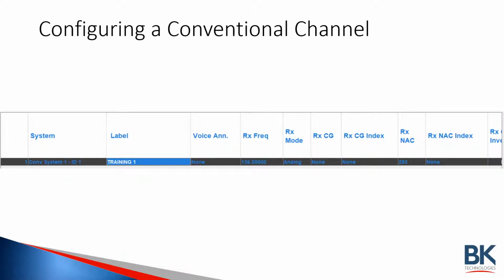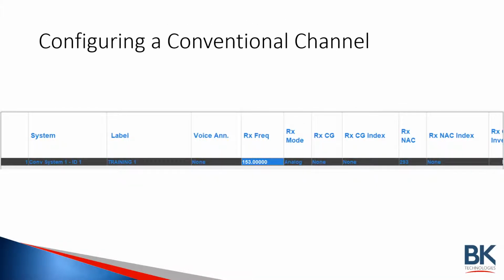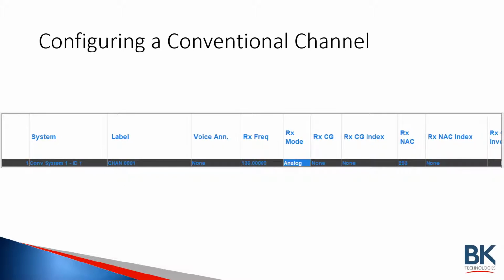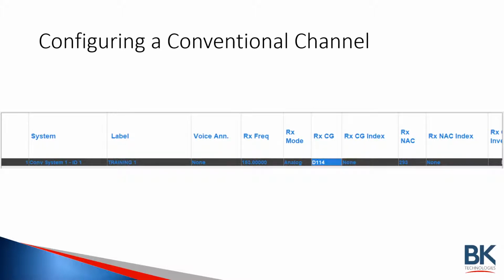Edit the label to match the desired channel name or alias. Receive frequency is where we input the receive frequency. Receive mode determines if the channel receives an analog or digital signal. Receive CG determines the code guard or PL tone for that channel. For DPL, use D, then the number.